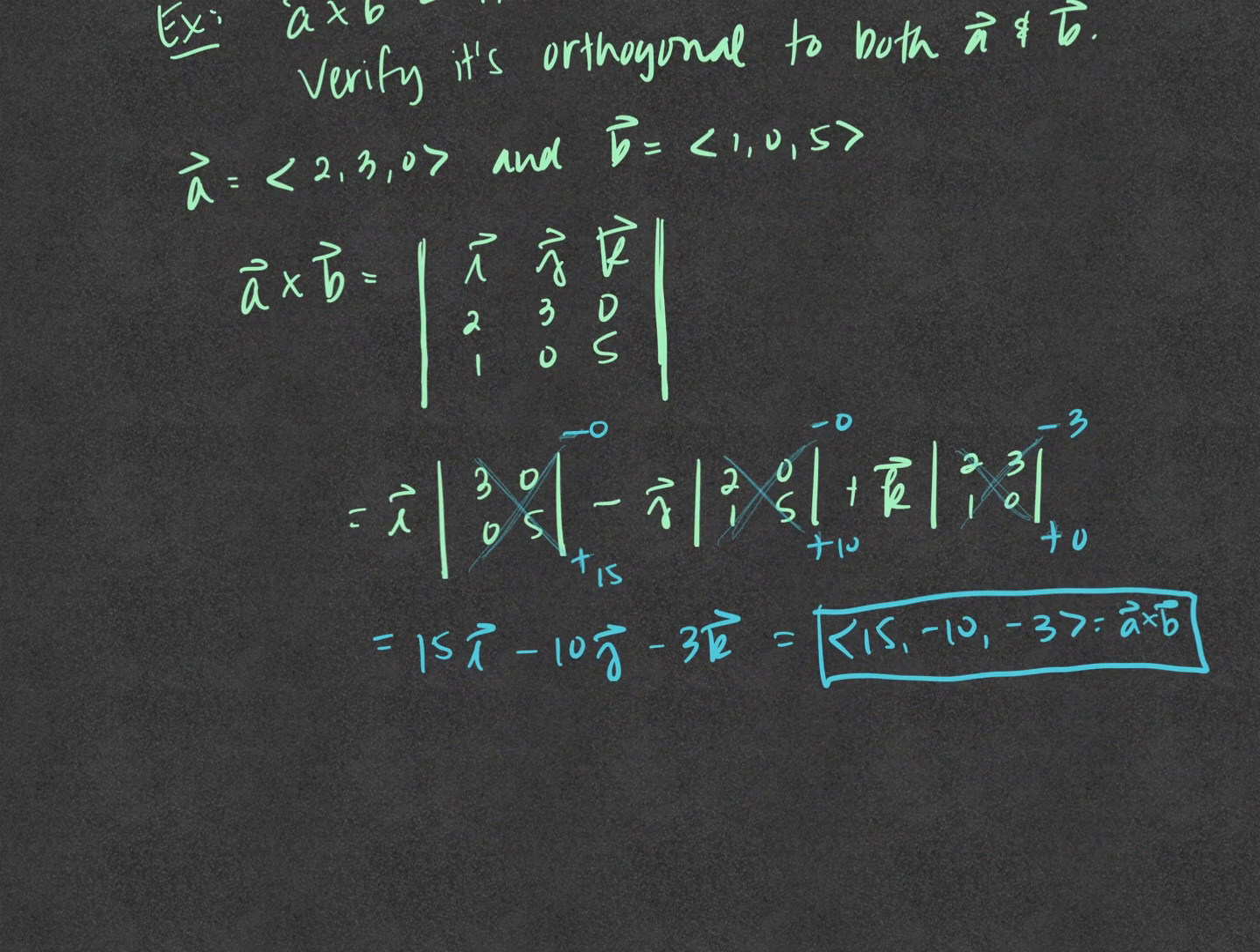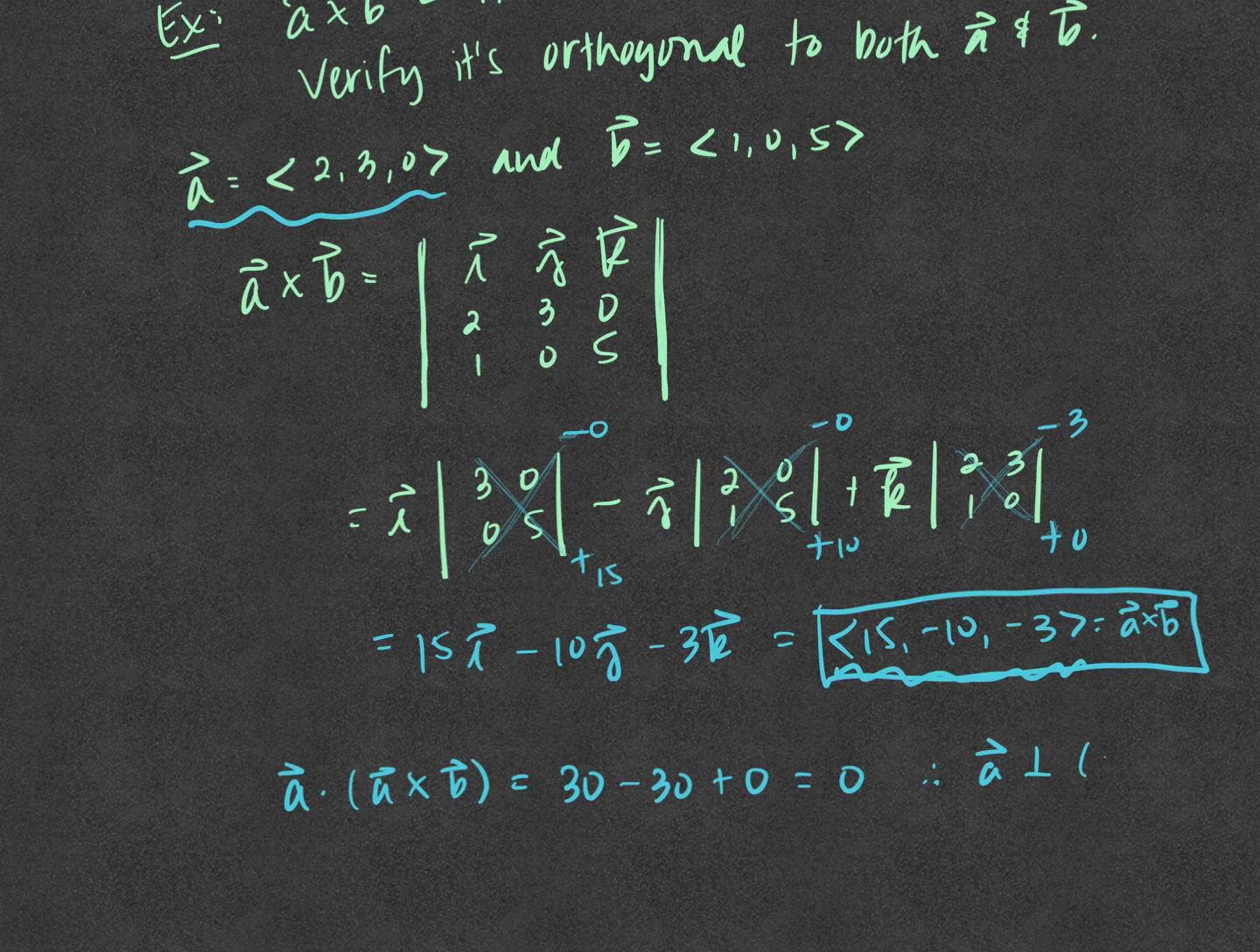All right, now we need to verify it's orthogonal. Remember that two vectors are orthogonal if their dot product is 0. So we're going to take A dot A cross B. So A is 2, 3, 0 up here, and A cross B is down here. So 2 times 15 is 30. 3 times negative 10 is negative 30. And then 0 times anything is 0. So this gives us 0. Therefore, A is perpendicular to A cross B.